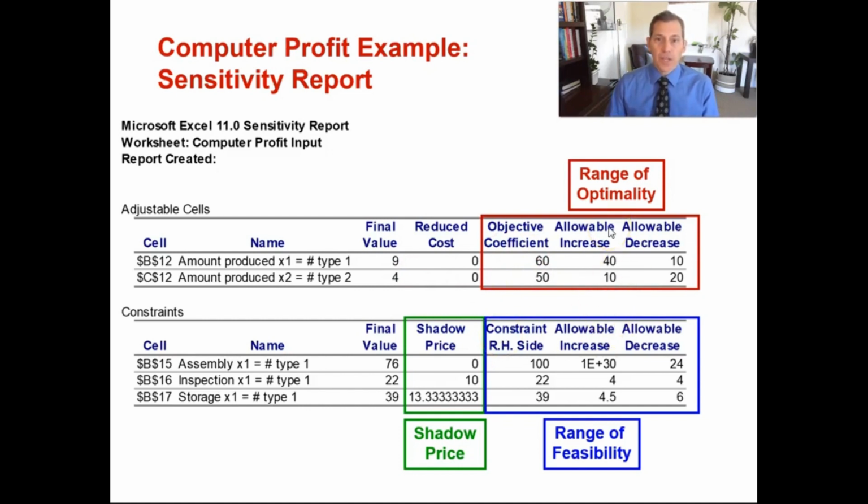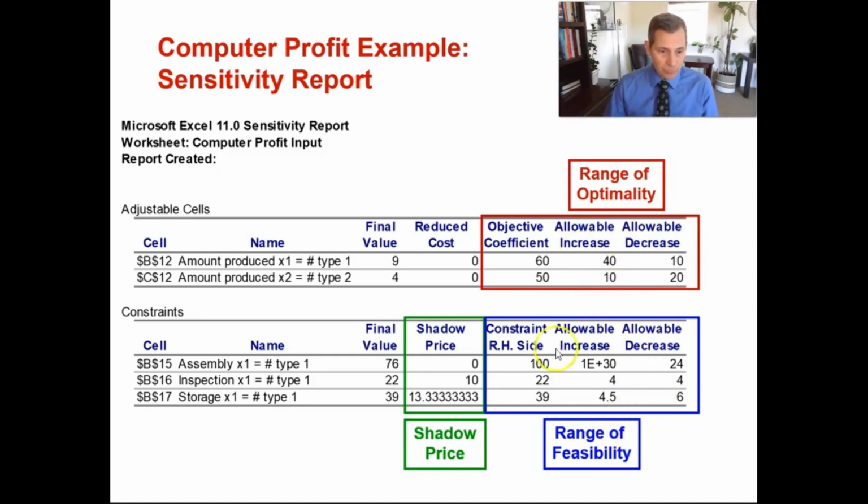Now, if someone in supply chain goes and reduces the price of your cost of goods sold and makes your type 1 or your type 2 computer more profitable, then you need to look at your range of optimality, and as long as it goes up by $40, which is pretty significant, then this model is still valid. You will still make 9 of your type 1 computers and 4 of your type 2. Let's say if marketing decides to drop the price of the unit and your profit goes from $60 down to $55, well, you can go down as much as $10 because that's in the range of optimality, so you're still good there too. So we'll go over a couple examples of that in just a second, but this is your range of optimality.